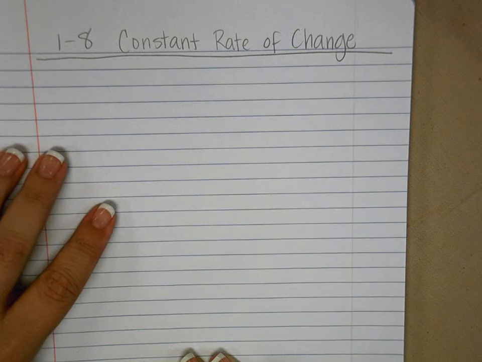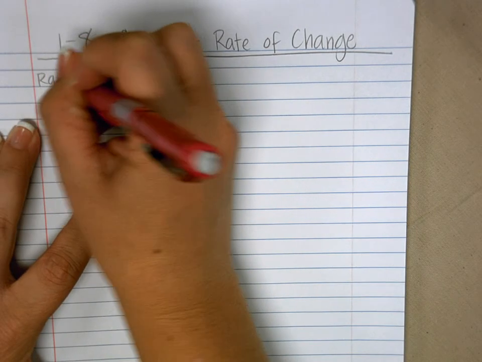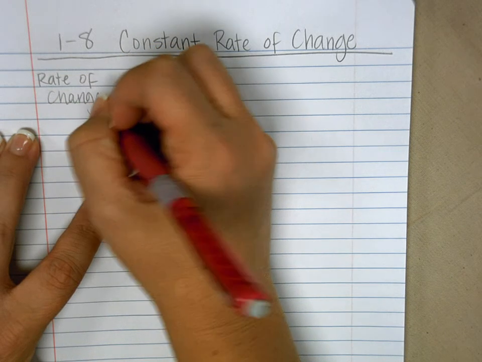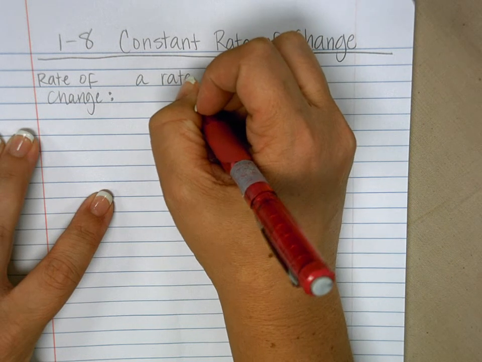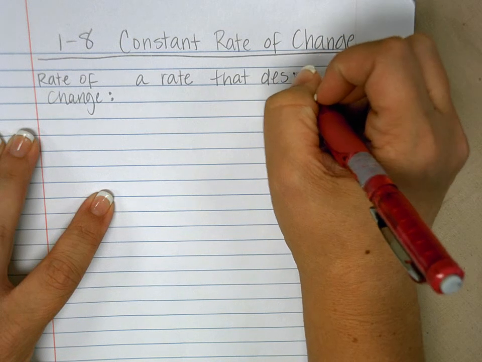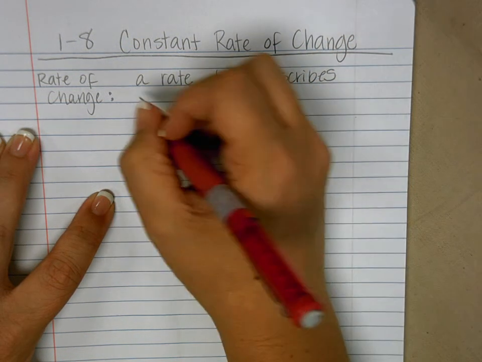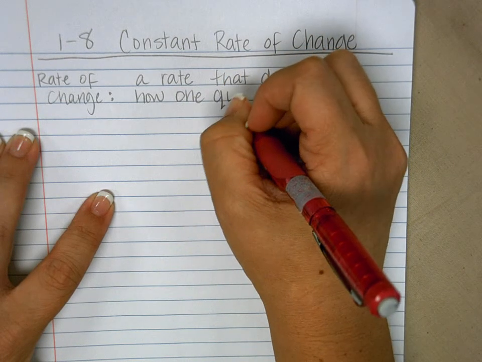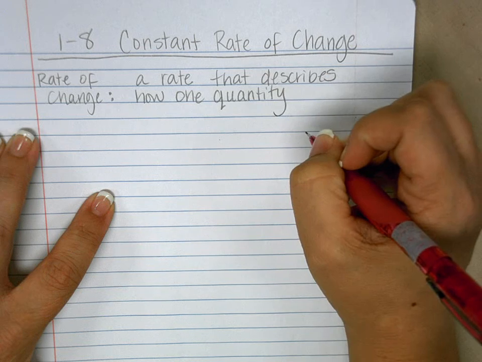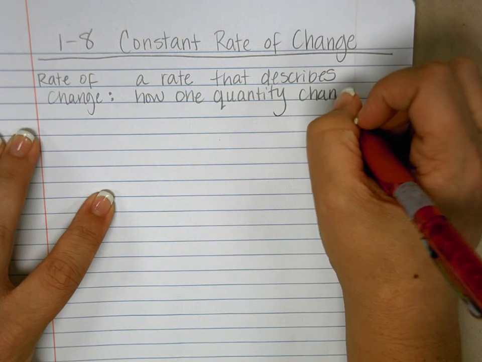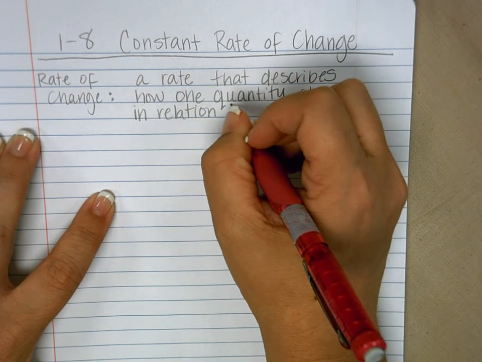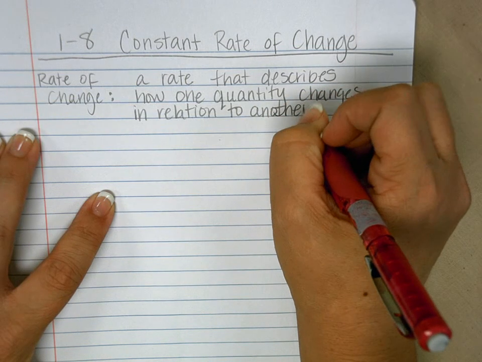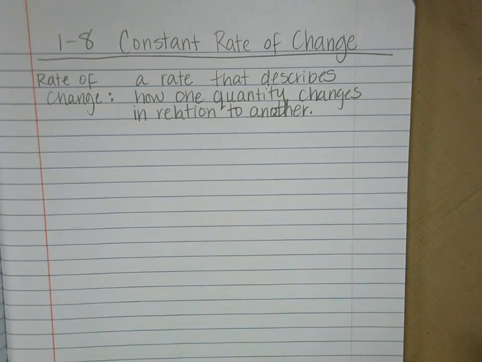So we're going to define a couple things first. The first thing I want you to write down is rate of change. And this is a rate that describes how one quantity changes in relation to another. A rate that describes how one quantity changes in relation to another.